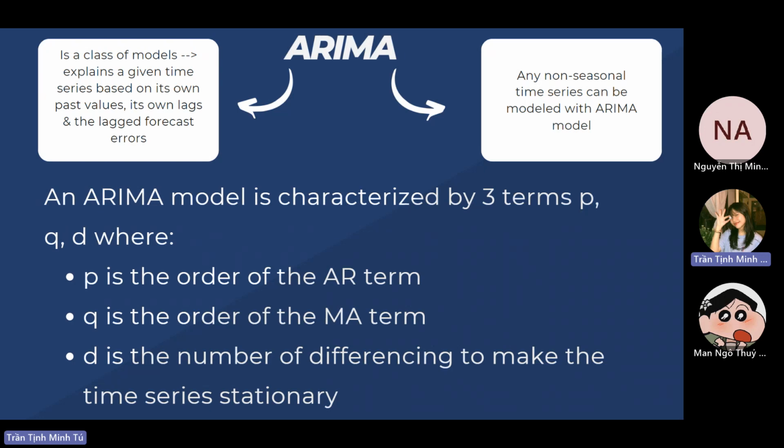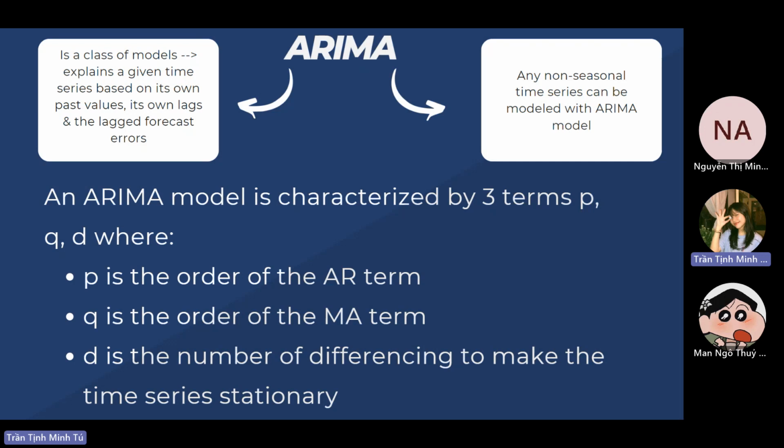So what is ARIMA? ARIMA, short for Auto-Regressive Integrated Moving Average, is a class of models that explain a given time series based on its own past values, its own lags, and the lagged forecast errors. So we can forecast future values. Any non-seasonal time series can be modeled with an ARIMA model.